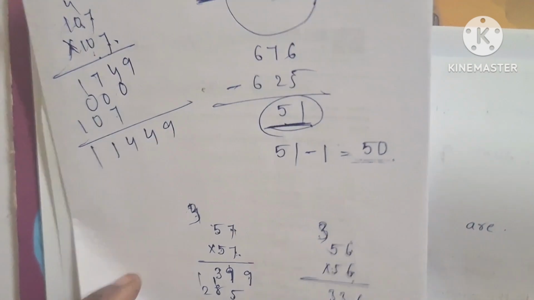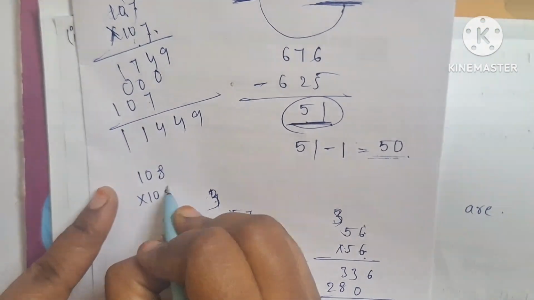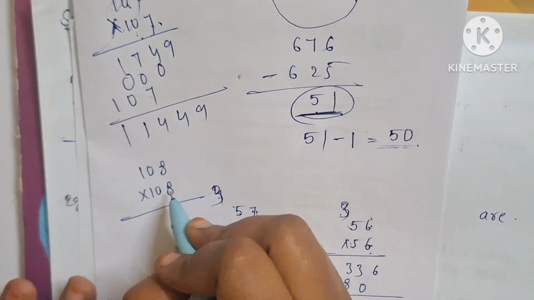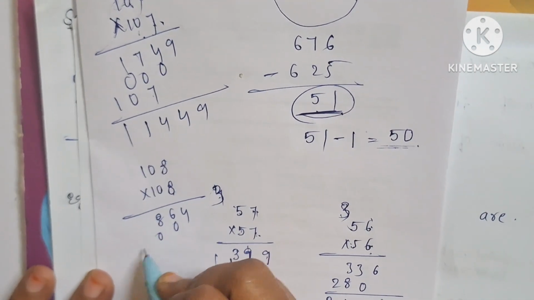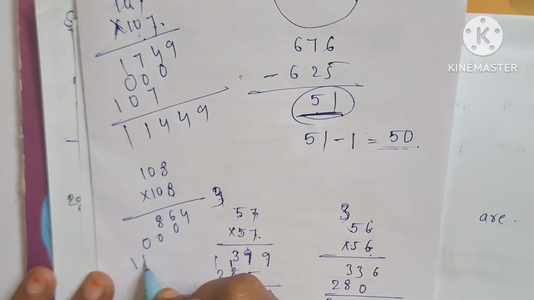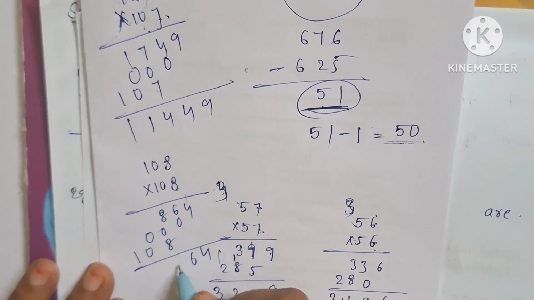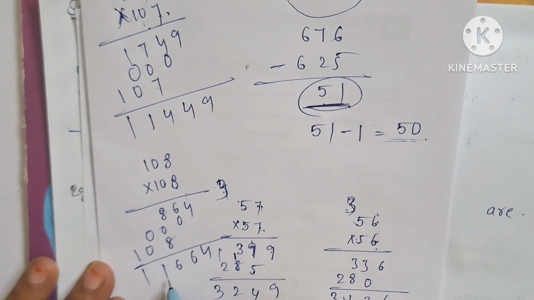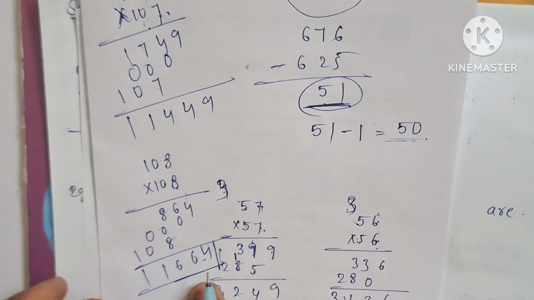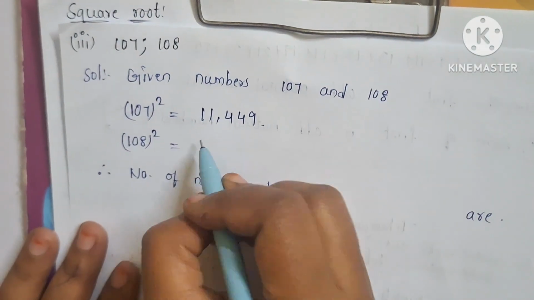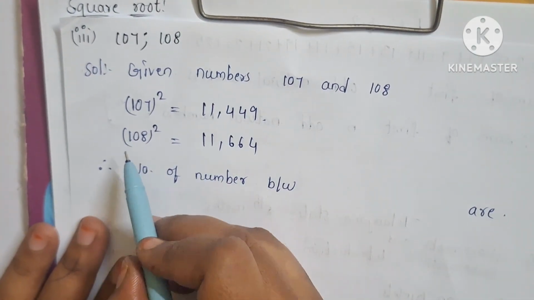Next, 108. 108 into 108. 8 8s are 64. 8 0s are 0, 8 1s are 8. 0 0 0, then 108. 4, 6 plus 8 is 14, carry 1, 1 plus 8 is 9... 11,664. 11,664 is the square of 108.